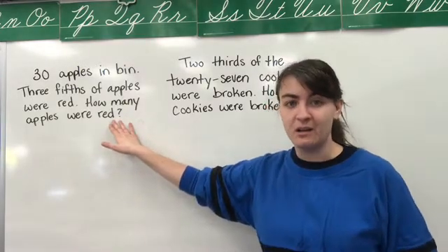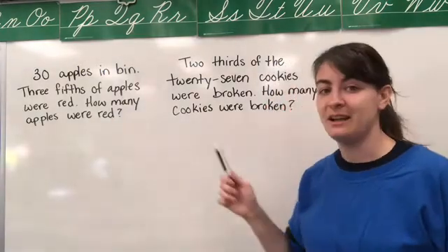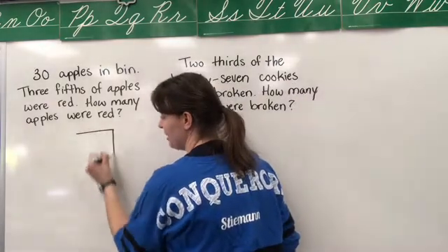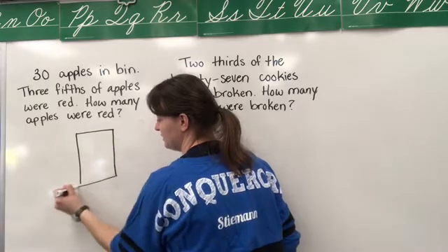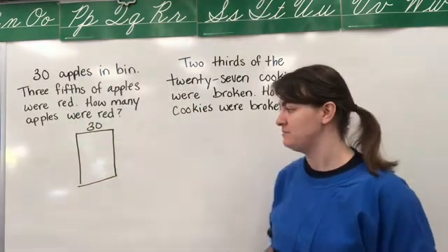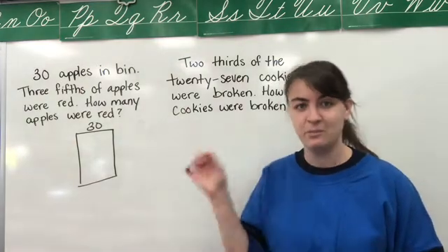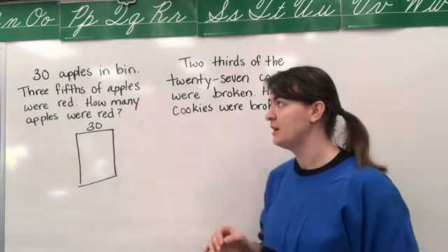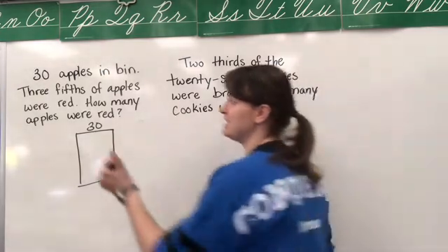Well, first of all, as I look at this problem, I see that I have 30 total apples. So I'm going to draw a picture to help me out with this. This is my total apples, and there are 30 of them. 30 apples inside my bin. I could draw little pictures of apples, but I'm not going to do that today. But you can imagine that there are 30 apples in here.